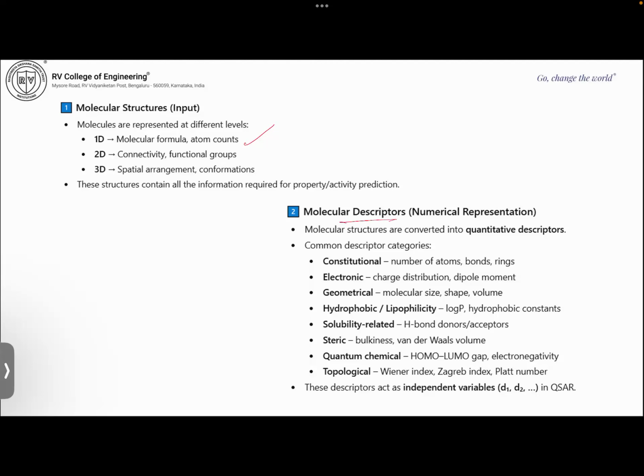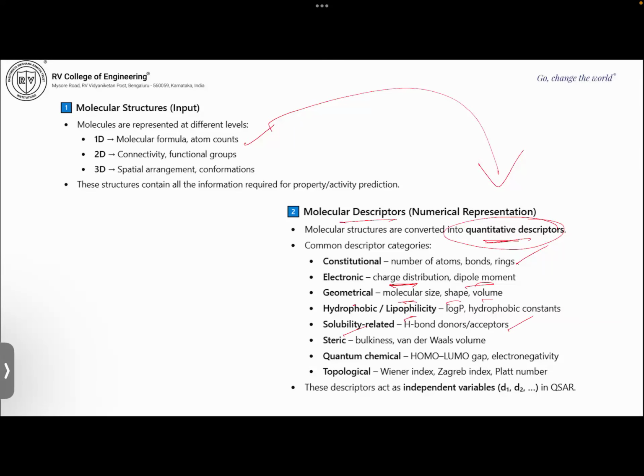Then the molecular descriptors. These are the numerical representation of the molecules. The molecular structures are converted into quantitative descriptors. Common descriptors are constitutional, like number of atoms, bonds and rings; electronic descriptors like charge distribution and dipole moment; geometrical descriptors meaning molecular size, shape, volume; hydrophobic and lipophilicity, log P, the hydrophobic constant; and solubility related, hydrogen bond donors and acceptors.